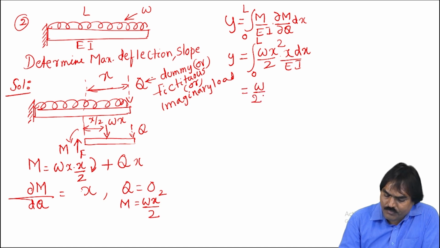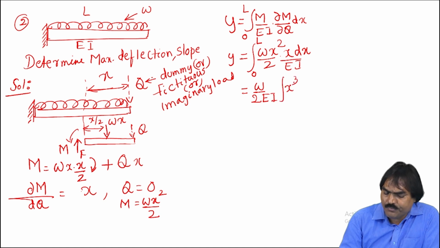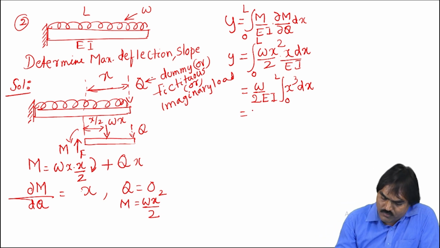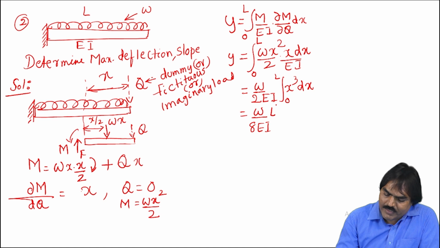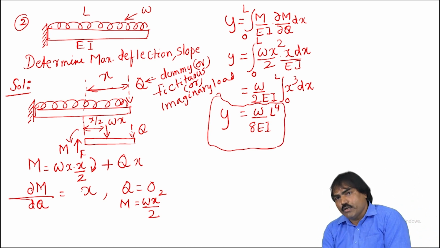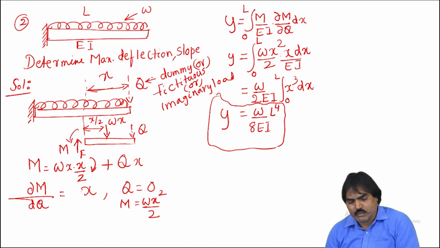So W by 2EI into the integration of x cube dx from 0 to L. The integration of x cube becomes how much? x to the power of 4 by 4. So 4 into 2, 8. W by 8EI into L power 4. This is the deflection. The same answer we got even by the double integration method also.